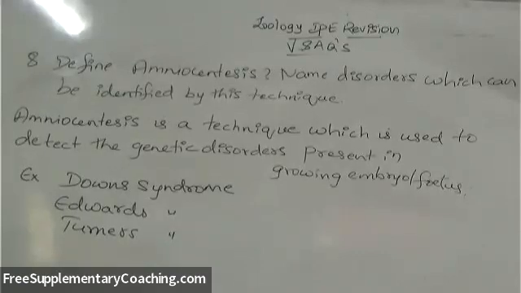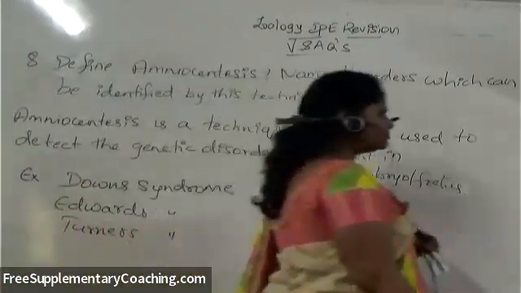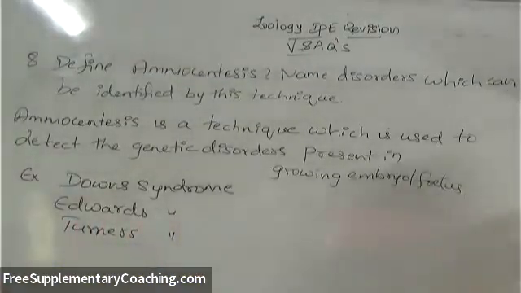So for the definition, 1 mark, and for the examples, whatever correct examples you give, 1 mark. So totally 2 marks. Amniocentesis is mainly used to detect the genetic disorders. With examples, Edwards syndrome, Turner syndrome, Down syndrome, Klinefelter syndrome, like this many examples we can give.